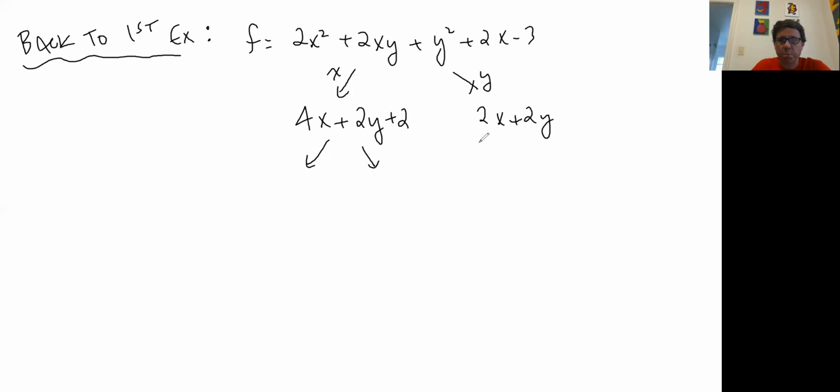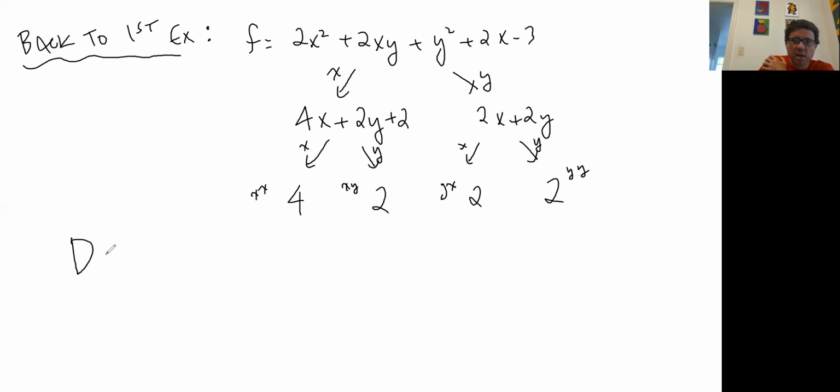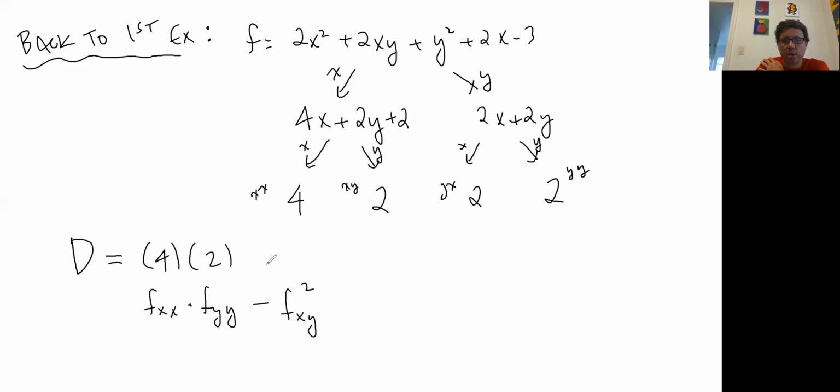Now I want to do my second partials, including the mixed one. So I do xy on these. And my fx and then x will be 4. My fx and then y will be 2. So that's like xx. Here is xy. If I did yx, I also get 2. That's sort of a verification that those are equal, which they always are for our cases. And then I do yy, which is 2. So that's yy. So that means that D is the fxx, so that's 4, times fyy, which is 2, minus fxy squared. So that's minus 2 squared.